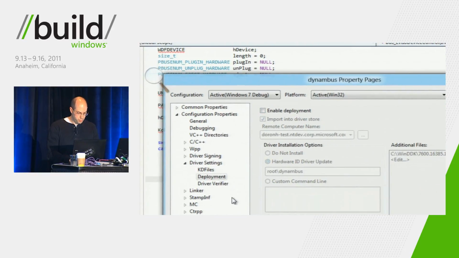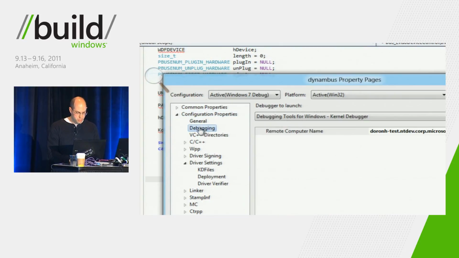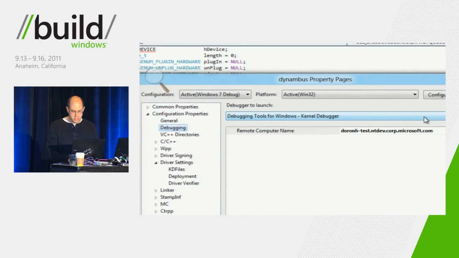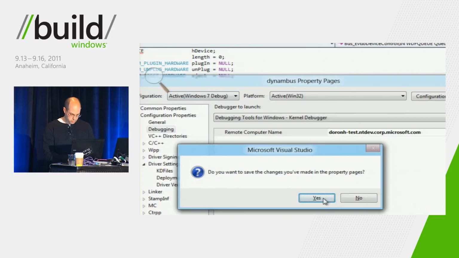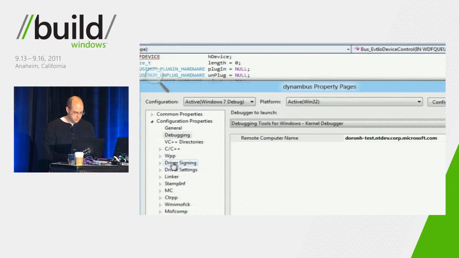So I'm going to turn that off for a moment. And then also here under debugging, you can see here that the Windows kernel debugger is a new option. And we have settings for my machine over here. I don't want to save any changes.